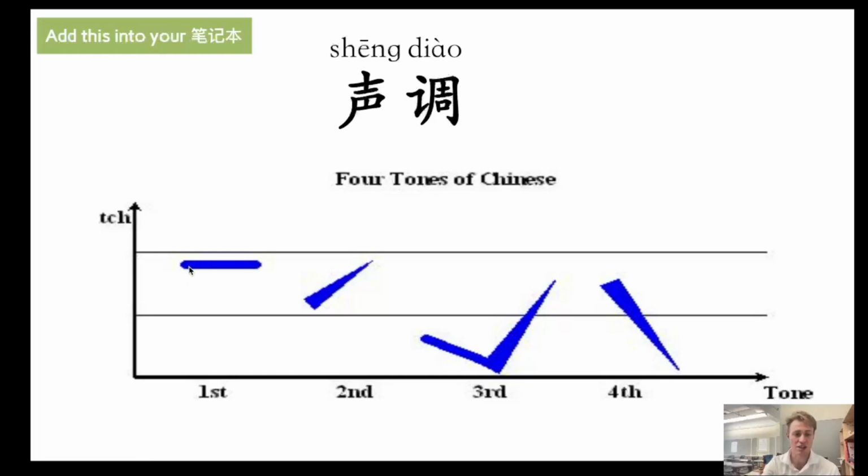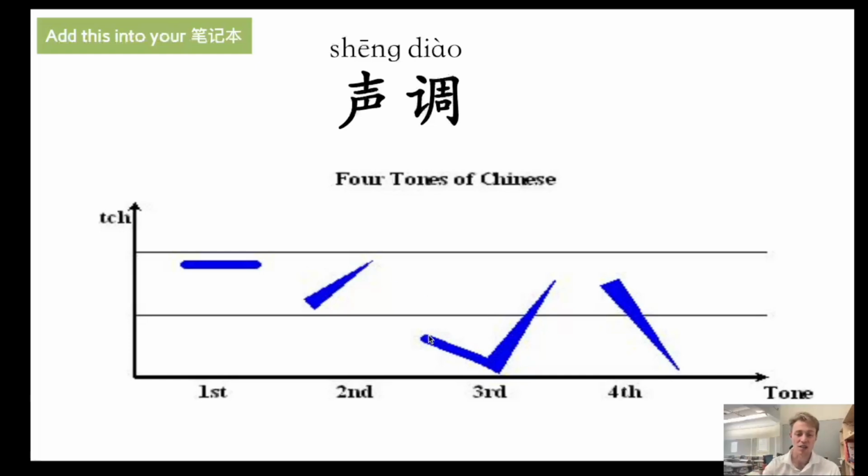Our first tone is high and flat. I'll practice each of these with an a. You can feel free to repeat after me. So this one is just high and flat. Our second tone starts in the middle and then goes up to around where the first tone is.